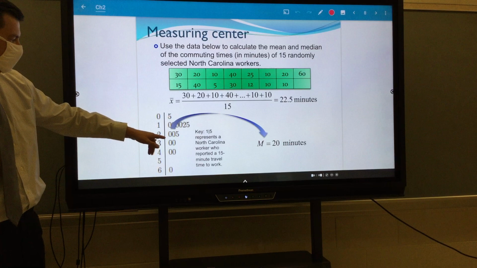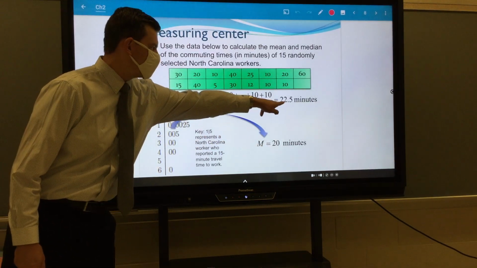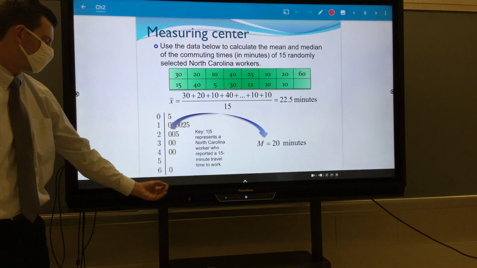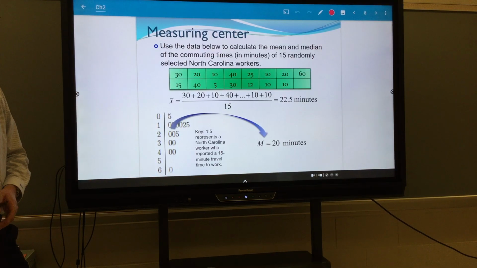And when we calculate the median, it's 20 minutes. So we see that the mean, 22.5, has been pulled in that upward direction because of that possible outlier, that 60-minute commute time.